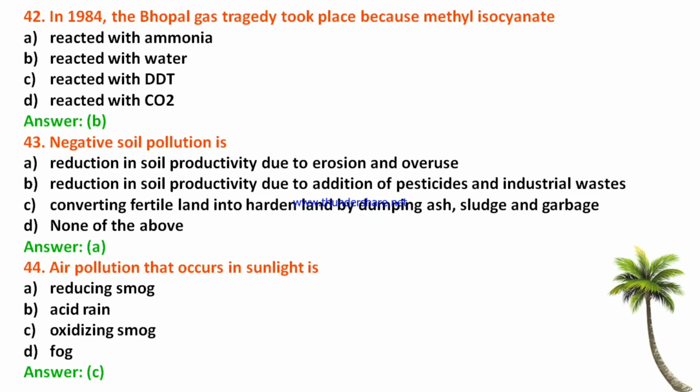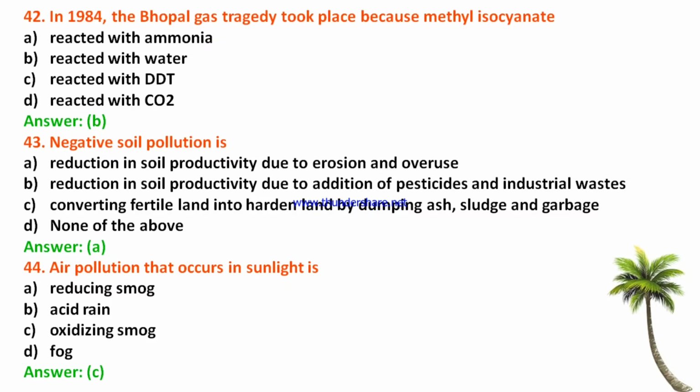Next, number 43. Negative soil pollution is reduction in soil productivity due to the erosion and overuse, reduction in soil productivity due to the addition of pesticides and industrial wastes. Now, option C, converting fertile land into hardened land by dumping ash, sludge and garbage, or none of the above. And what is the right answer? The right answer is reduction in soil productivity due to erosion and overuse.